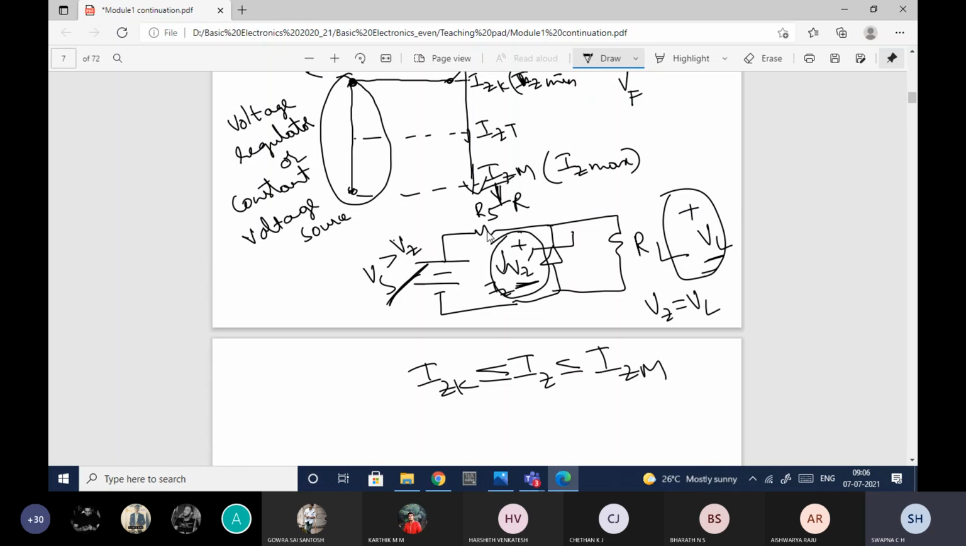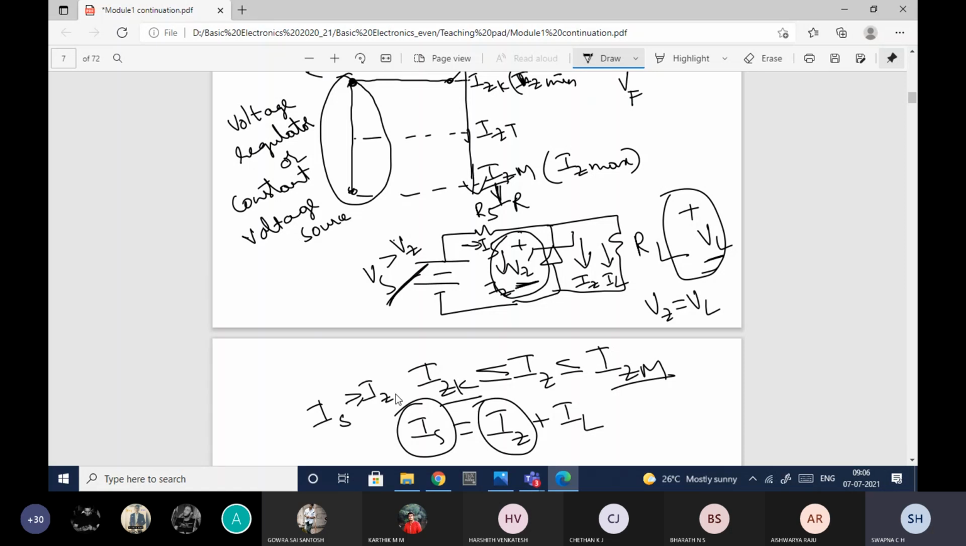The reason for connecting this RS is that it helps control the current. IS will be controlled, because IS is IZ plus IL. The IZ should be maintained between IZK and IZM. If IZ is less than IZK, then it will not be in the breakdown region, and if IS is much greater than IZM, the device will get damaged, because IZM is the maximum current that can flow through the Zener diode.